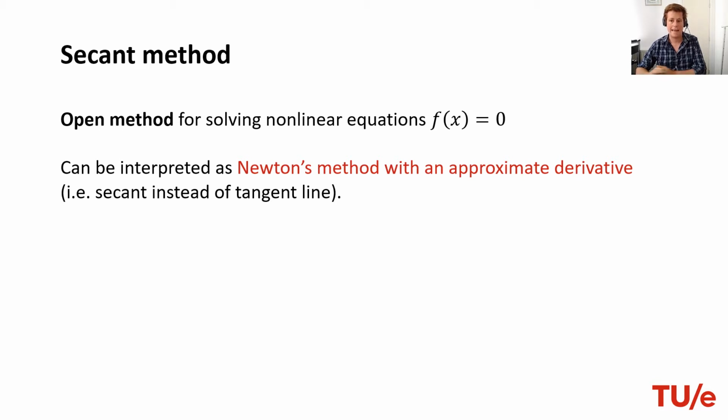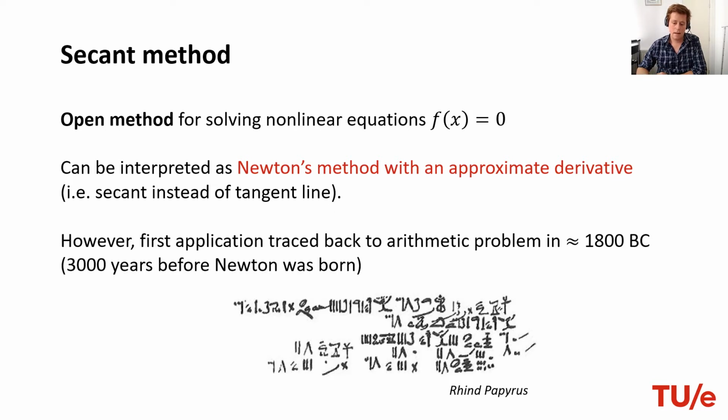So instead of drawing tangent lines to our curve in the form of derivatives with the slope of a derivative, we will use secant lines. And what that means will become clear in the next slides. It can be interpreted as an alternative to Newton's method, but a fun fact is that the first application of this method was traced back to this Egyptian mathematical manuscript from 1800 BC, which was 3,000 years before Newton was born, actually.